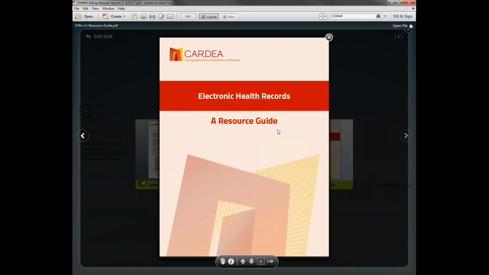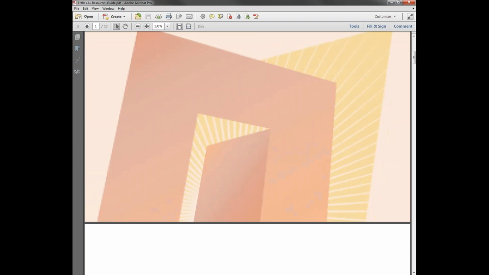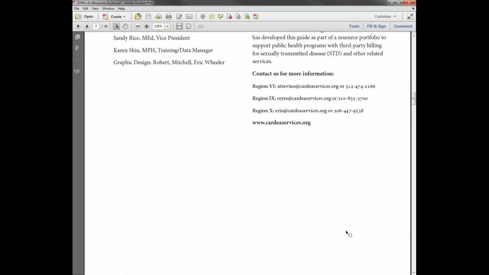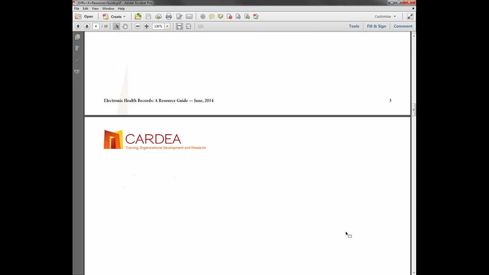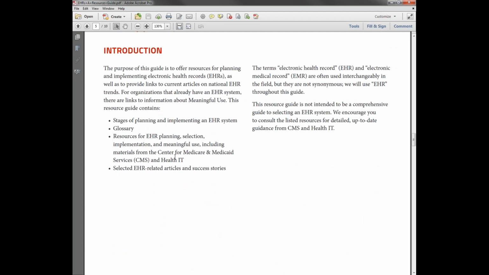And here we've included a comprehensive cardiac guide that's a great resource. It has a lot of the different functions and features of your electronic health record. And again, it's a great guide when you pick your electronic health record system or how to maximize the use of a system that you may already have. Again, here it has different stages in planning and implementing an EHR system, a glossary of terms, and different resources for selecting and implementing meaningful use and other related topics.